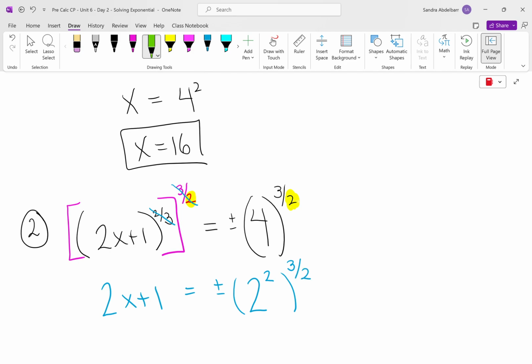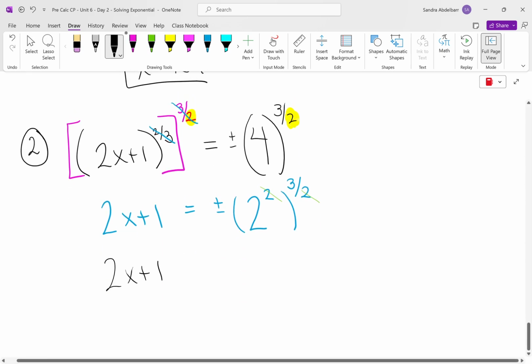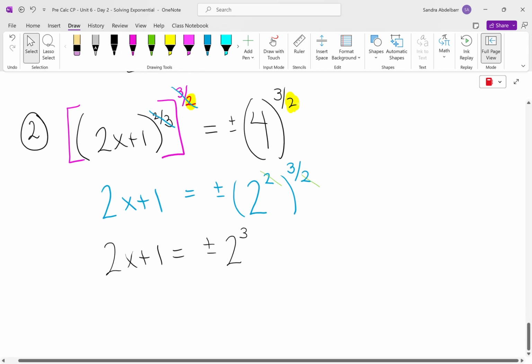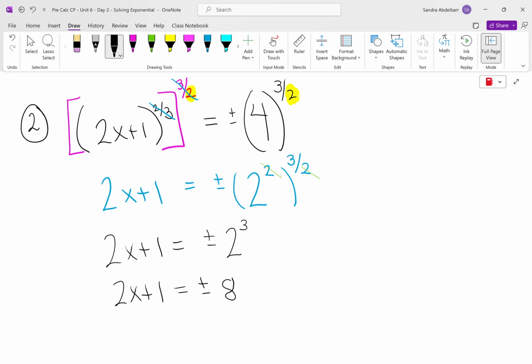What do you think I'm going to change that 4 into? 2 to the 2nd raised to the 3/2. The reason we're doing that is so the 2's cancel. So now I'm left with 2x plus 1 is equal to plus or minus 2 to the 3rd power. But what is 2 to the 3rd power? 8. So now we have 2x plus 1 is equal to plus or minus 8.